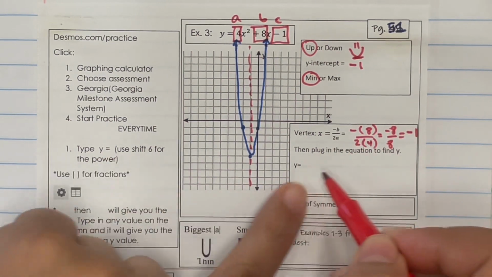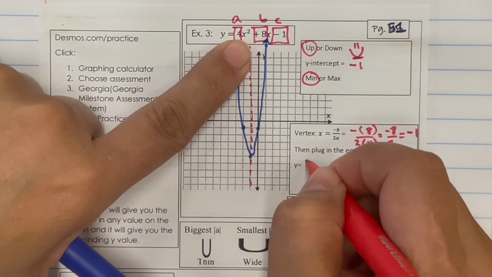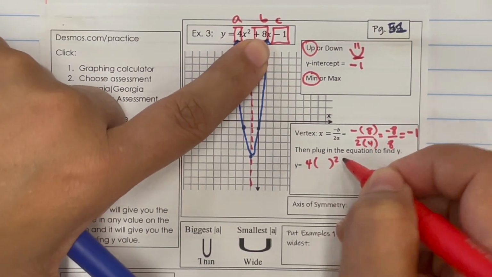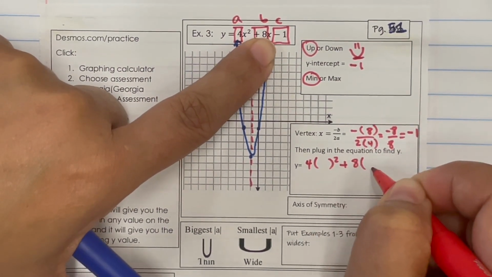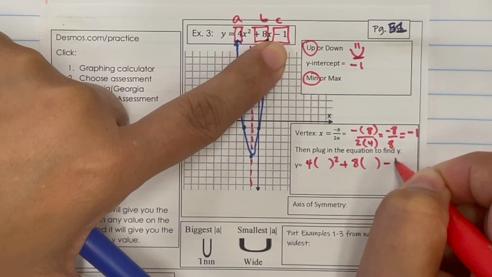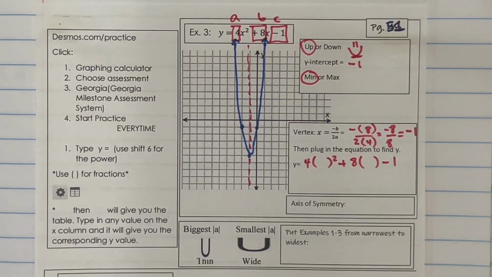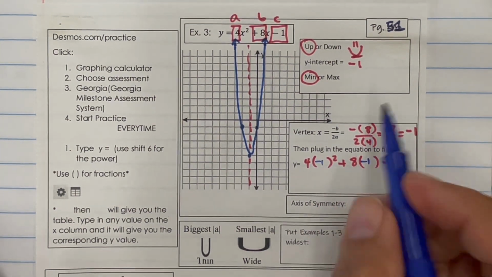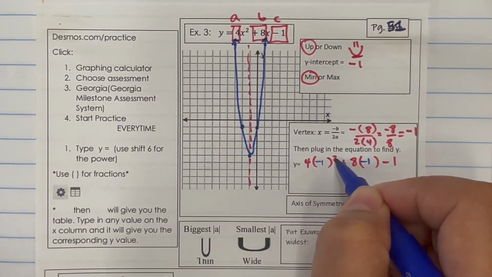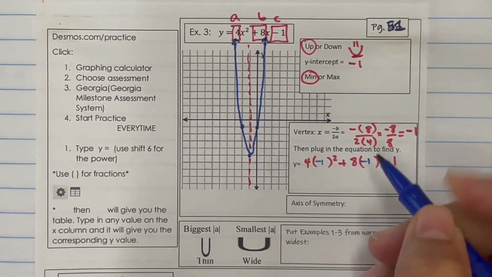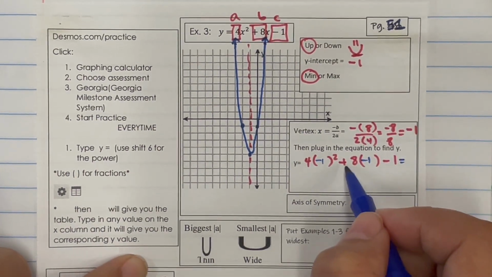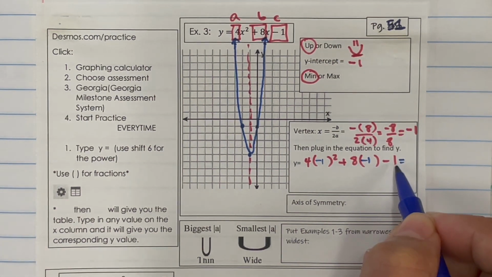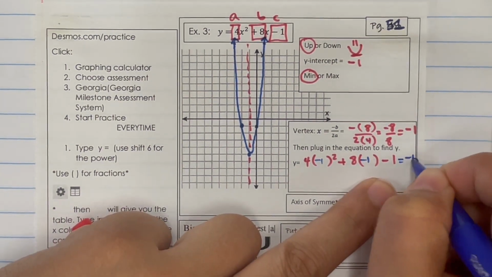Plug it into the equation to find Y. So you're rewriting this equation. In place of X, you're going to put a space or parentheses, squared. Plus, I have an 8. I have another X, so parentheses, -1. And all you're doing is plugging in the X value you found of -1. All right, go ahead and put all that in the calculator. It's going to be -1 squared is 1 times 4 is 4. 4 minus 8 is -4, minus 1 is -5.